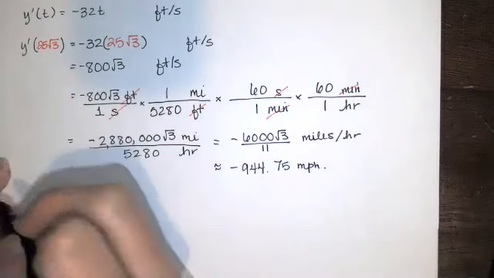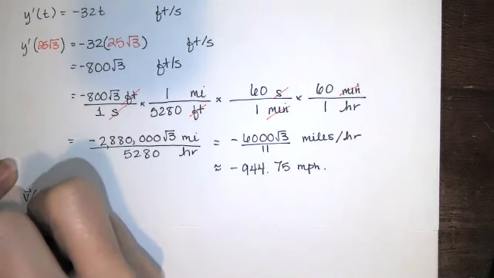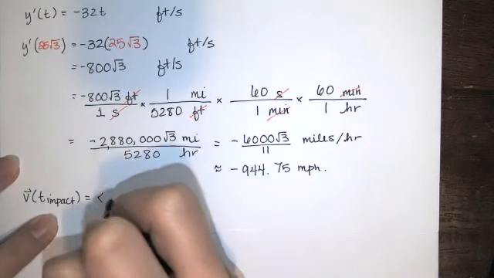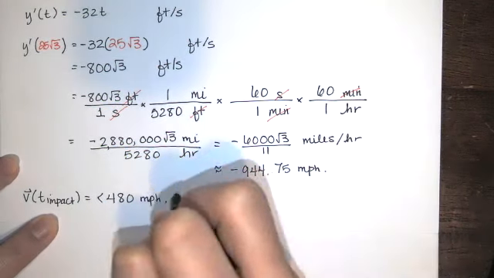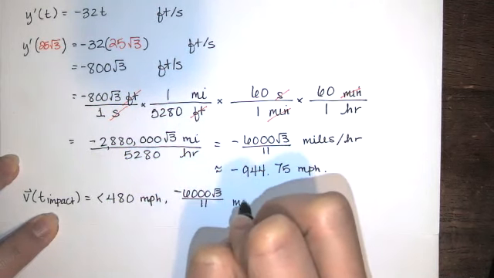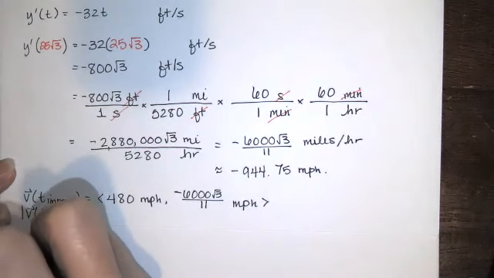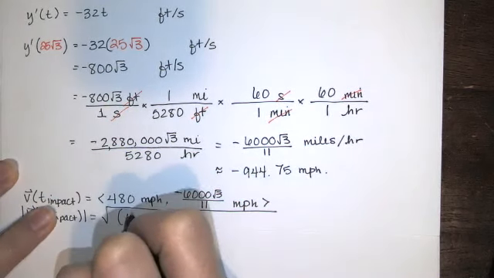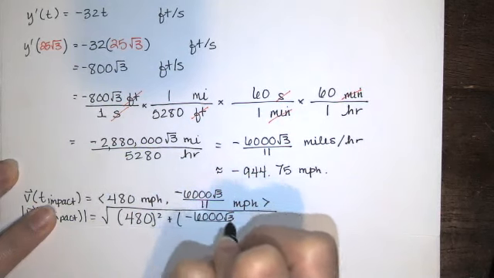Okay, so our velocity vector at time of impact has an x component of 480 miles per hour and a y component of negative 6,000 square roots of 3 over 11 miles per hour. And if I want the speed, I just take the magnitude of that. So you take the components, you square them, you add them, you take the square root. Easy breezy.